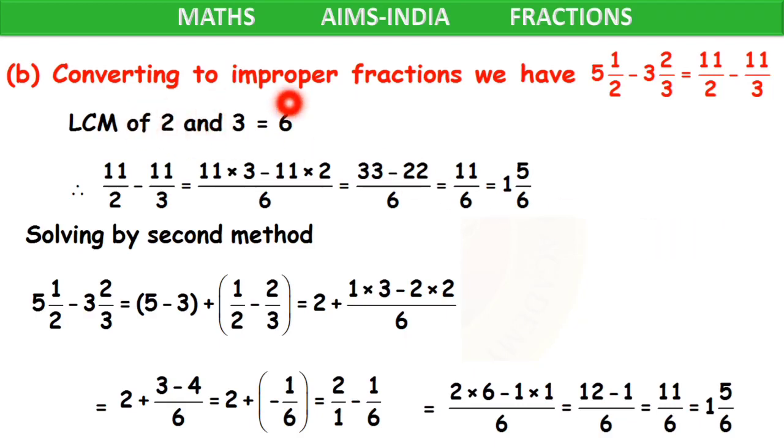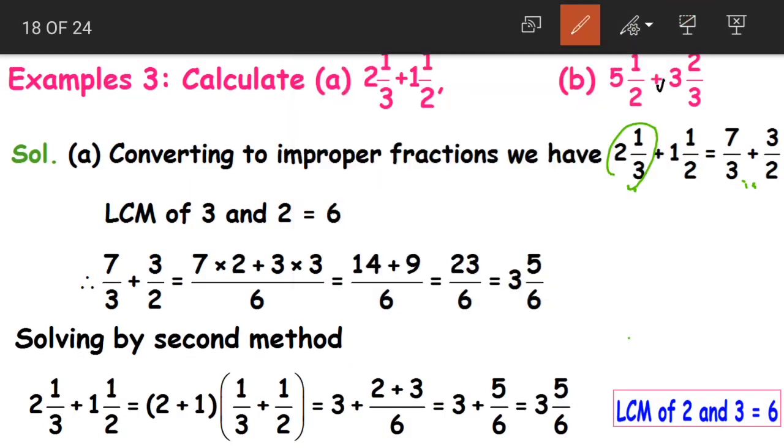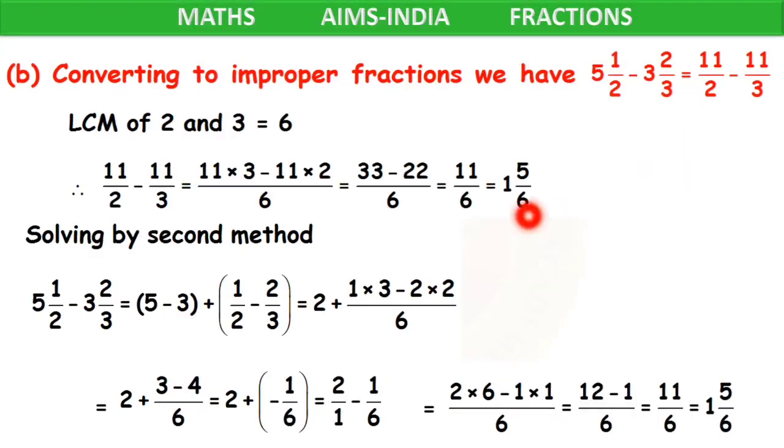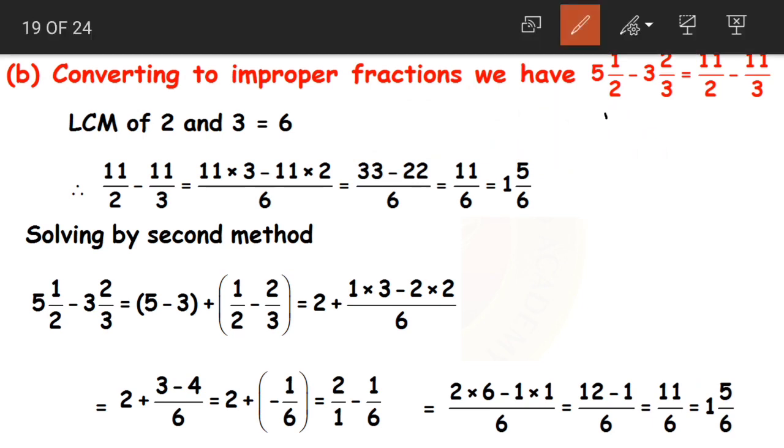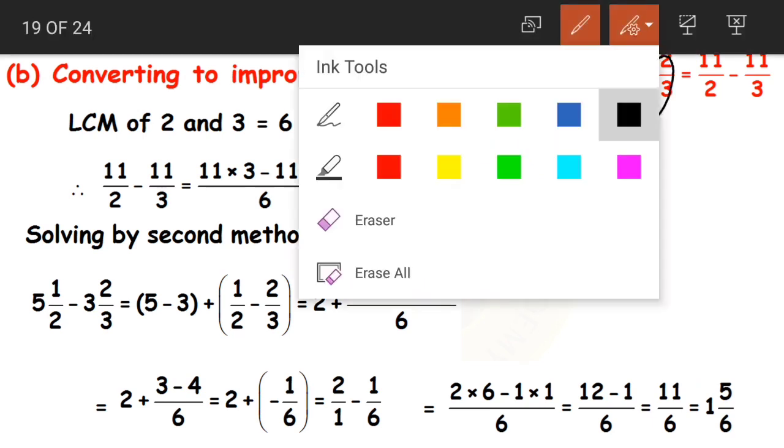Now the next question is converting to improper fractions. This is not a plus symbol, students. This is a minus. We've done addition on mixed numbers in the first question, and in the second question we'll perform subtraction. Okay. Now we have 5 1 by 2 minus 3 2 by 3.